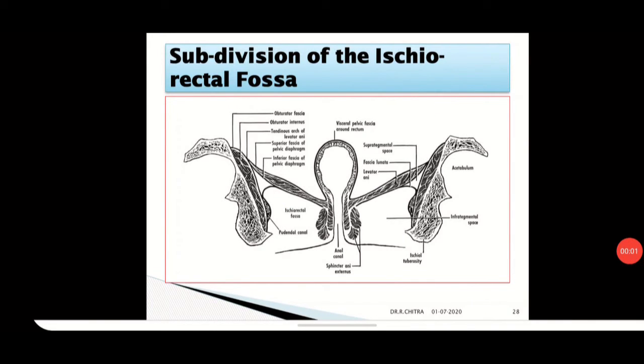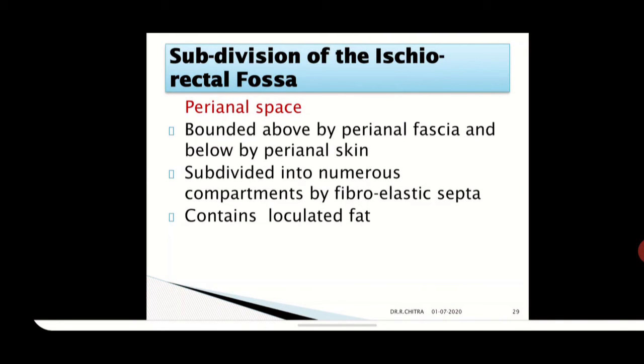You see in this picture there is the lunate fascia and the apex is called the tegmentum. Above that is called the suprategmental space. Below that is called the ischioanal space. The third space is the perianal space between the perianal fascia and the perianal skin. This is subdivided into numerous compartments by fibroelastic septa and contains loculated fat.